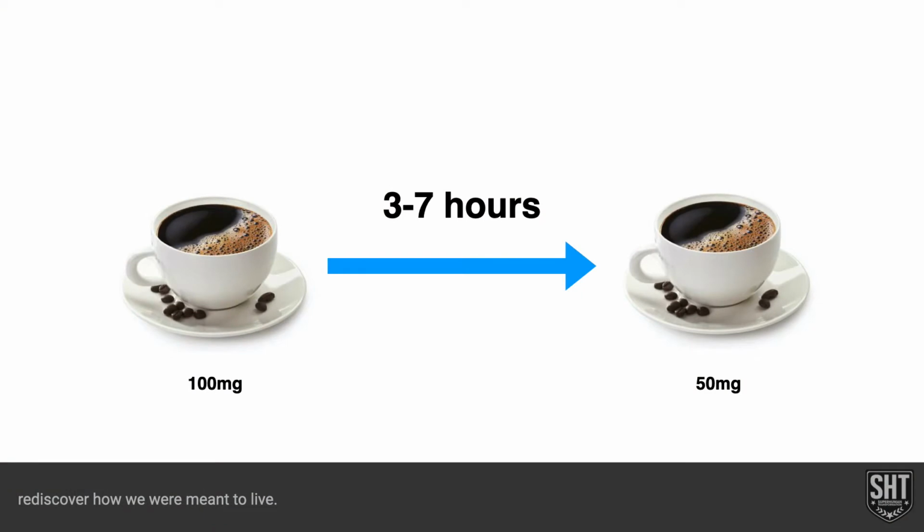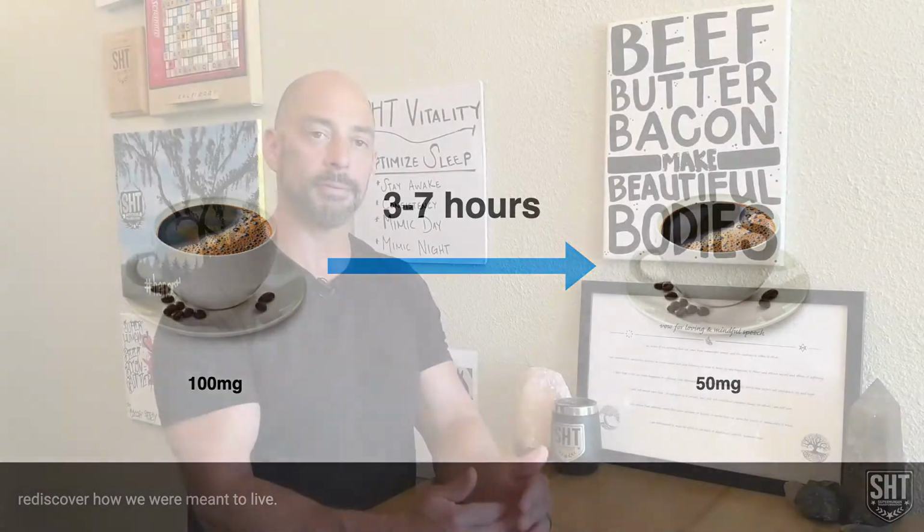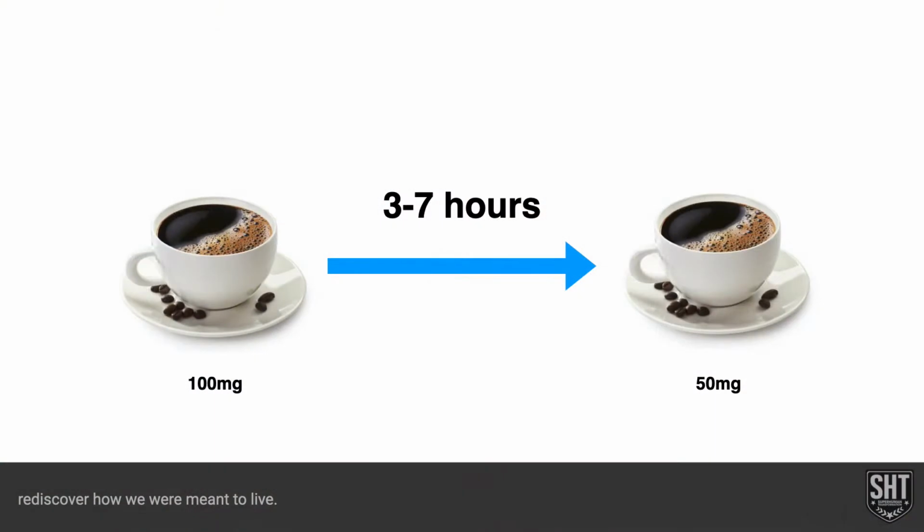Now, caffeine has a half-life of about 3 to 7 hours. I think for most people that's about 6 hours. A half-life is the amount of time that it takes to dissipate half the amount of that in our system. So if I drink 100 milligrams of caffeine with my coffee, then it takes about 6 hours for that to reduce to 50 milligrams in my system.